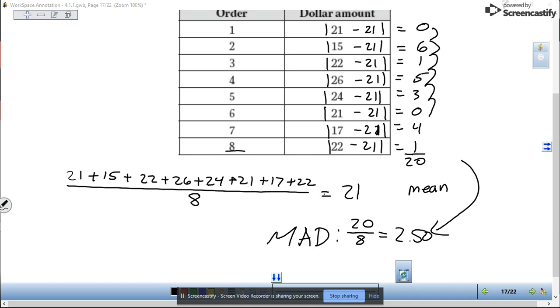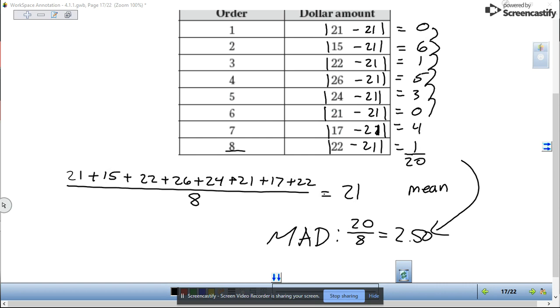Mean absolute deviation measures how spread out the data is. The more spread out the data is, the bigger mean absolute deviation value you'll get. Okay? Because it means the numbers are more spread out. So the average distance from the mean is $2.50. All right? That's the idea there. So, did we answer the question to that? All it said was find mean absolute deviation, so yes, we did.